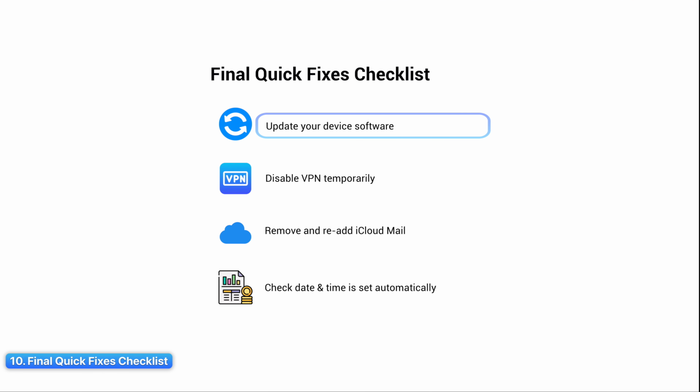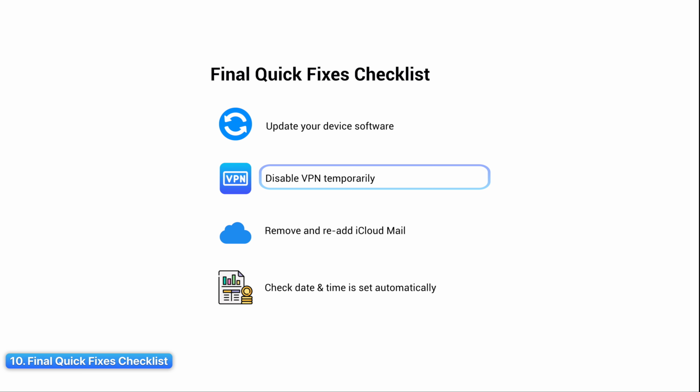Finally, here's a quick checklist of last fixes you can try. Update your device software, disable any VPN temporarily, remove and re-add iCloud Mail, and make sure date and time are set automatically. So that's how you fix iCloud Mail not working, whether emails aren't sending, not receiving, or not loading at all.